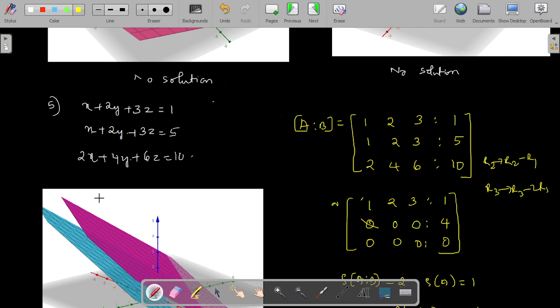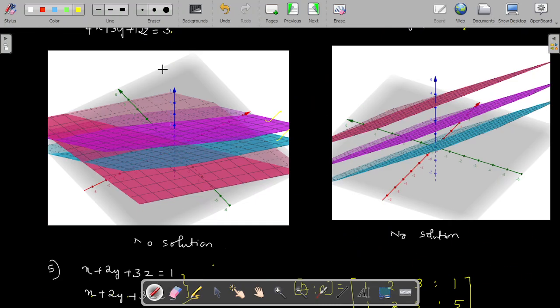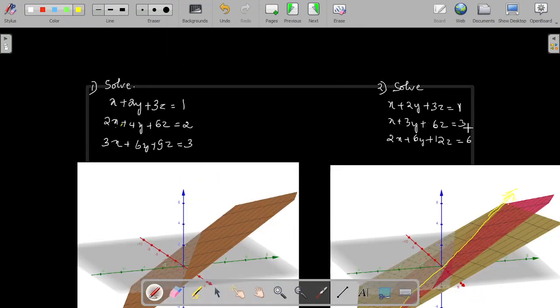Now, the fifth case. In this case, we have two planes that are parallel and the third plane is a multiple of the second plane. Means second and third planes are coinciding and the first and second planes are parallel. So it is the same as the second case. In the second case, two planes were coinciding but there was a point of intersection because the second and the first plane were meeting at some point along the line. So you had an infinite number of solutions.